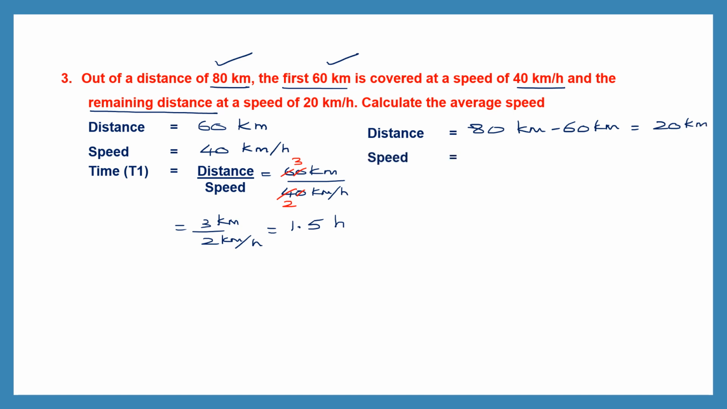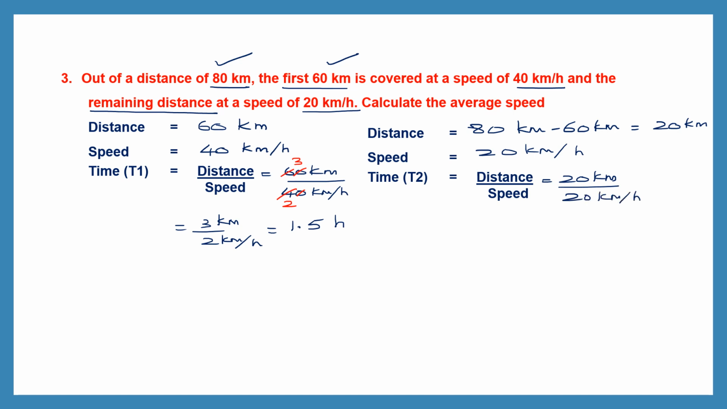Now what is the speed here? The speed is 20 kilometers per hour. Now we have to find time 2 here. That will be distance by speed. And the distance here is 20 kilometers and speed is 20 kilometers per hour. So we are cancelling the 20s here. Both are 20 and 20. That means it's 1. That is 1 hour. So the time here is 1 hour.